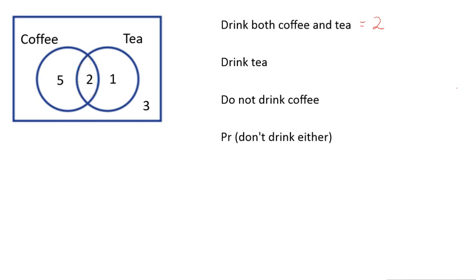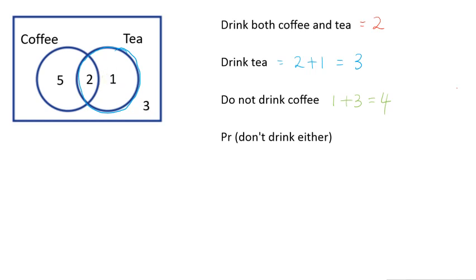The next question says how many drink tea? So this whole circle, they're the tea drinkers. So we've got two people that drink both coffee and tea and one person that just drinks tea. So altogether, there are three. Next one, how many do not drink coffee? So this one tea person, they don't drink coffee. And the outside people, they don't drink either. So 4 altogether don't drink coffee.